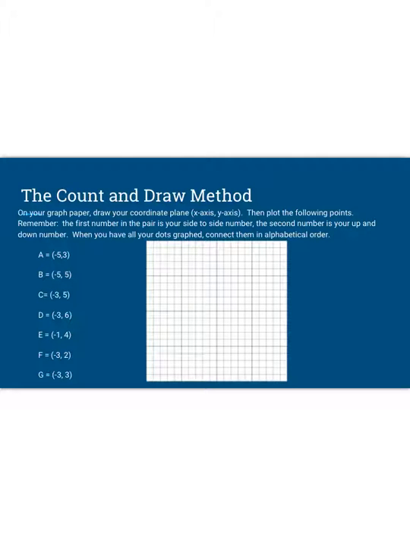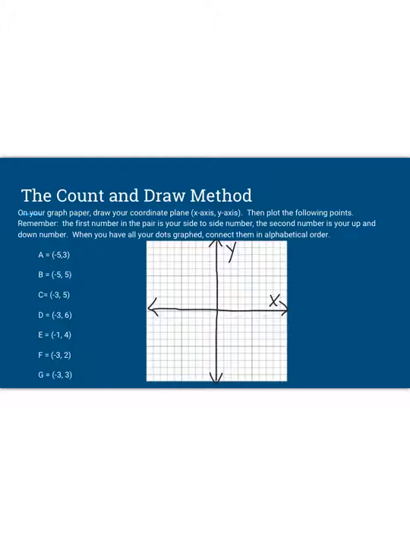All right, so your directions say, on your graph paper, draw your coordinate plane, meaning your x-axis, which is your horizontal number line, and your y-axis, which is your vertical number line. Those intersect at something called the origin at 0, 0.